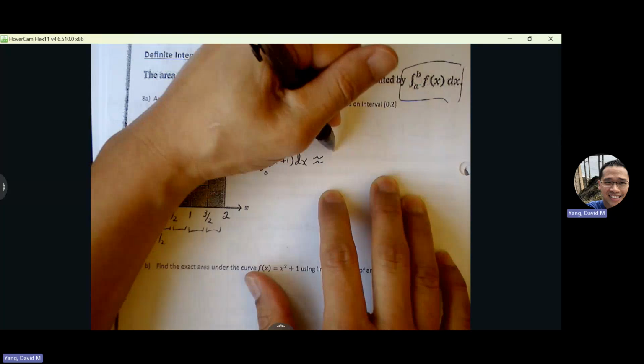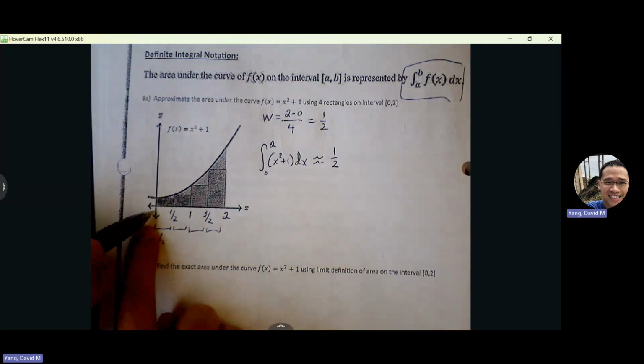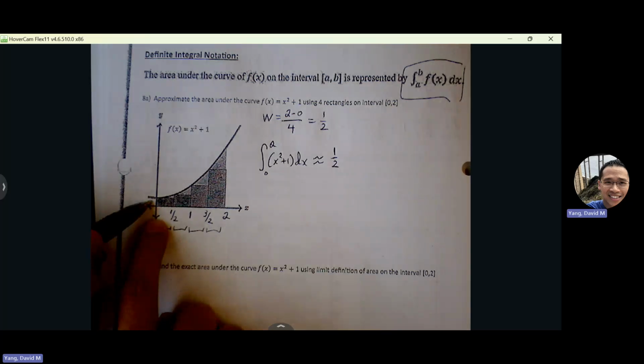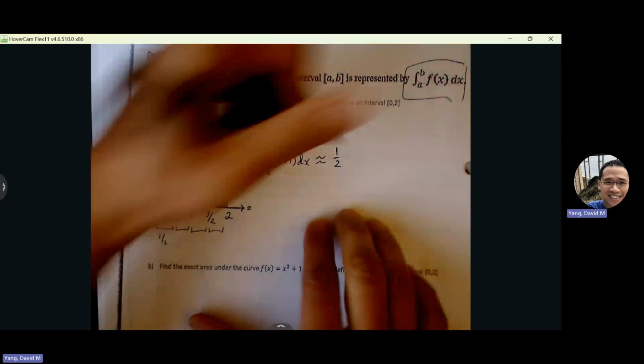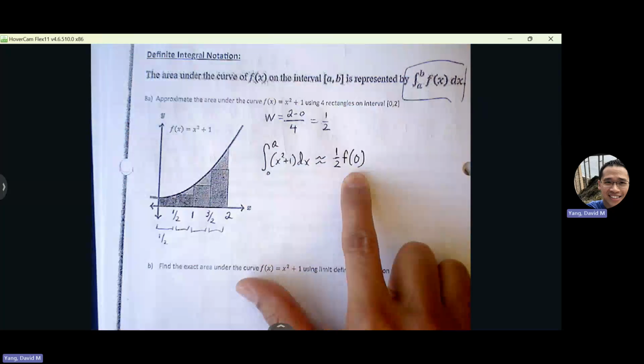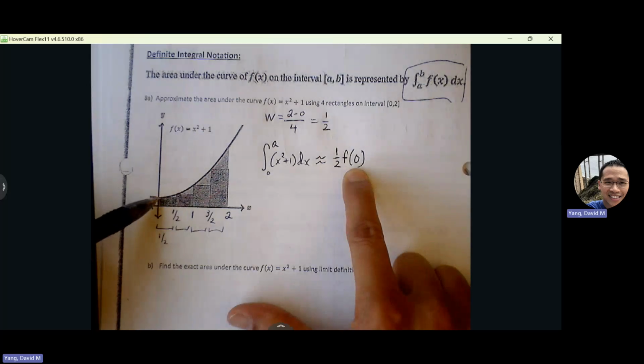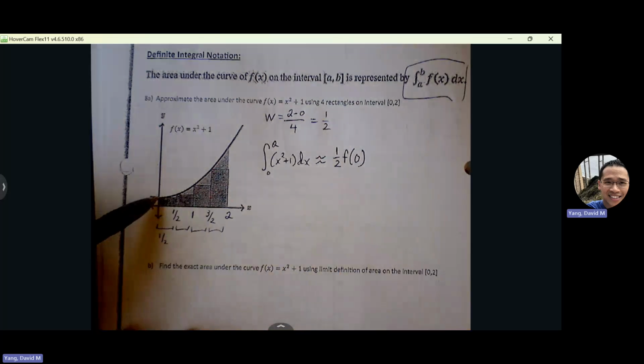So the width of the first rectangle is 1/2. The height of the first rectangle is going to be f of 0, right? So I'm going to plug 0 into the function to get that height. Right now, let me just represent it as function notation. We're going to resolve that later. But right now, that f of 0 indicates if I were to plug 0 into the function, that will give me the height at that point, and that will represent the height of my first rectangle.